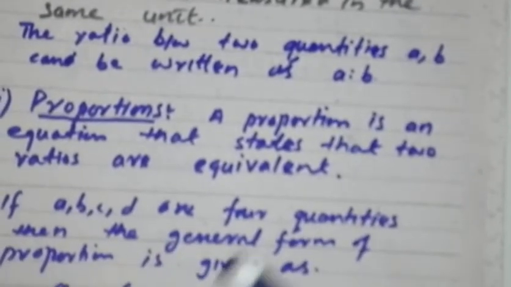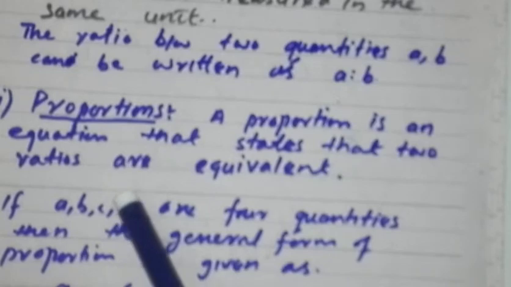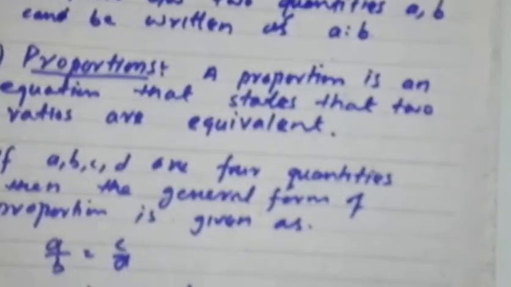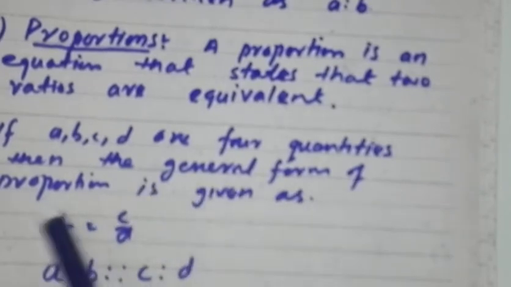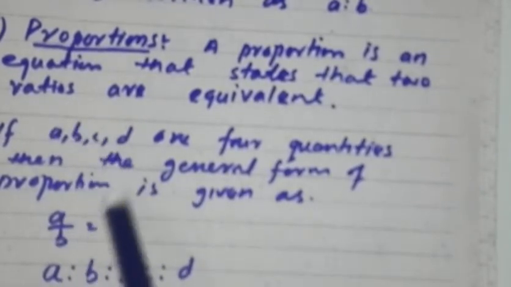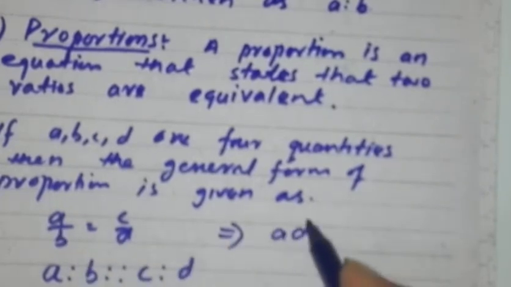Proportions. A proportion is an equation that states that two ratios are equivalent. Suppose A, B, C, D are four quantities, then the general form of proportion is written as A by B equals C by D. This implies that the product AD will be equal to BC.